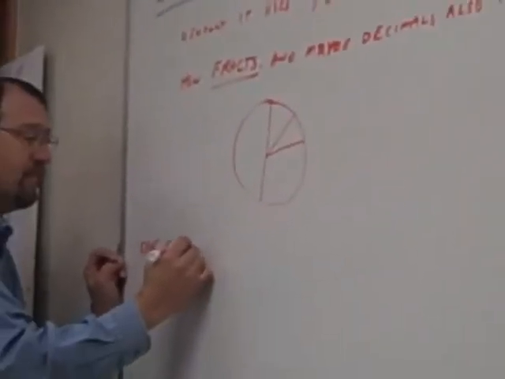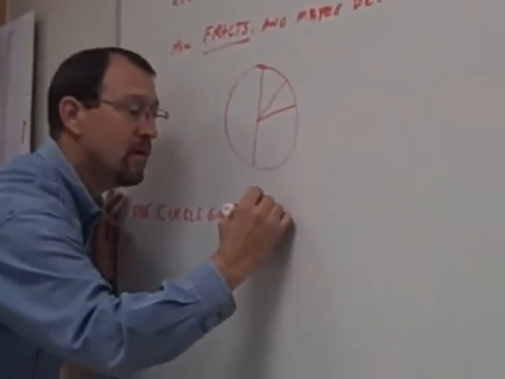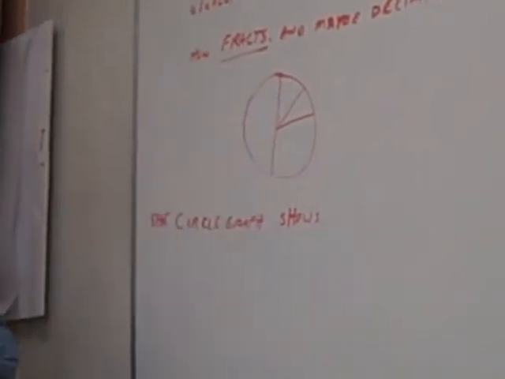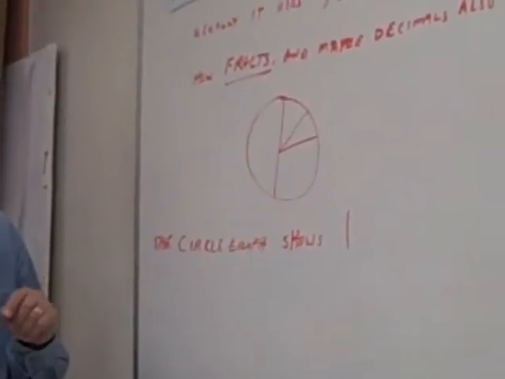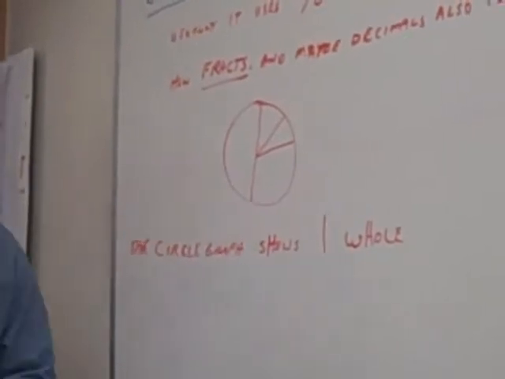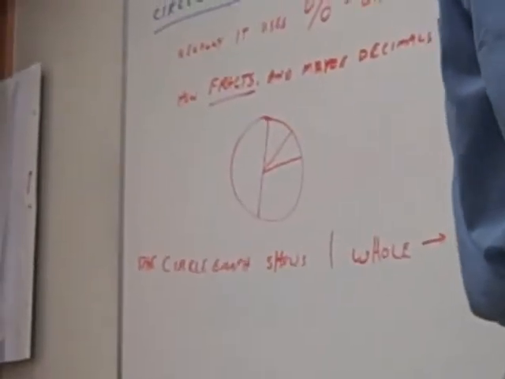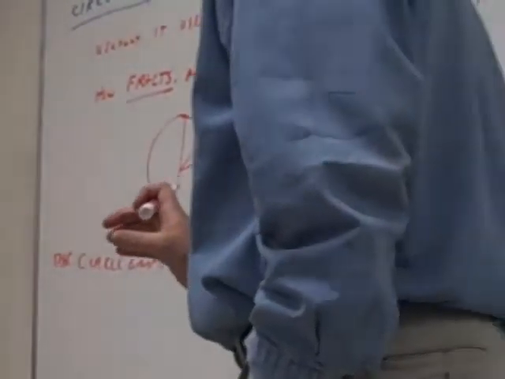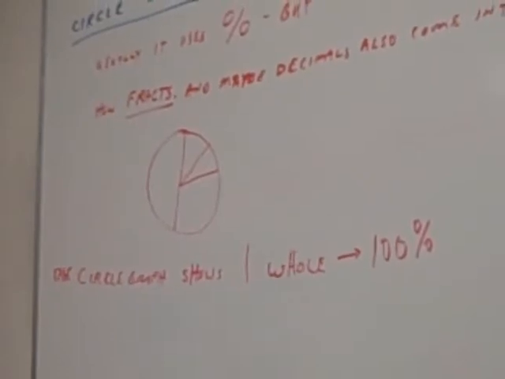The circle graph shows, I was going to use represents, but I like shows, shorter word. Shows one what? One whole. There you go. Circle graph shows one whole. Which leads us to how many percent? 100. The whole circle graph is 100% total, correct? If it's a percentage circle graph, all the pieces of the graph have to add up to 100%.